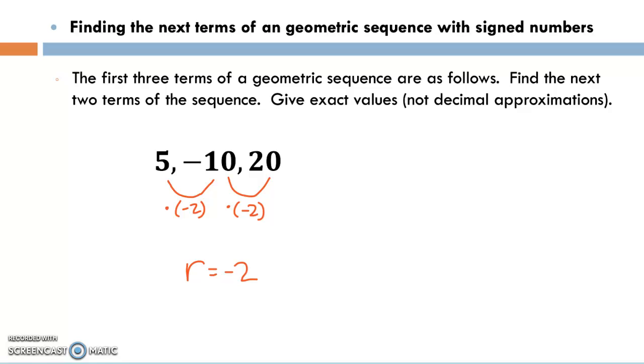But to get to my fourth term, I need to multiply by negative 2 again. 20 times negative 2 is negative 40. To multiply by negative 2 again, I will get a positive 80. So those are my next two terms of this geometric sequence.